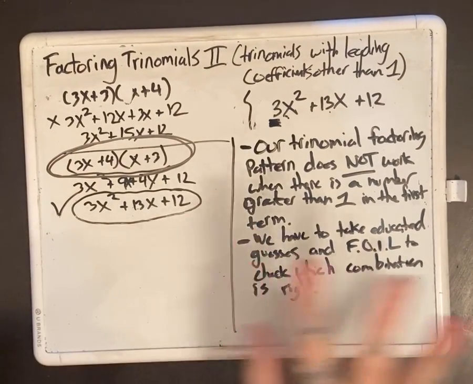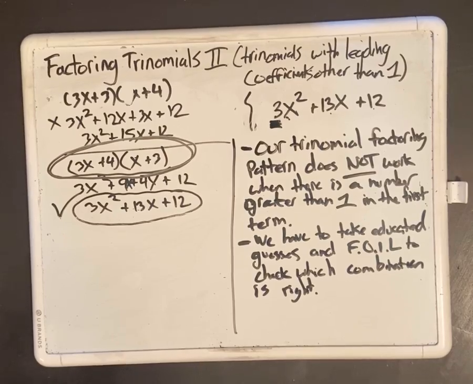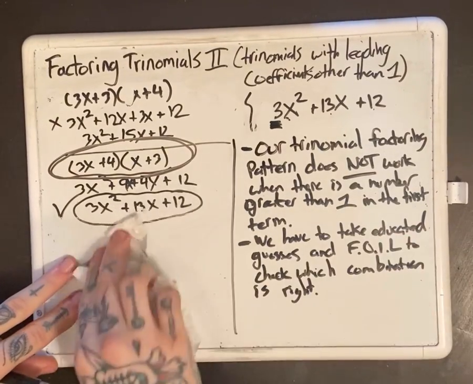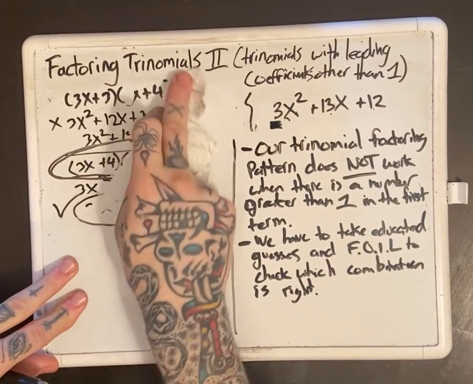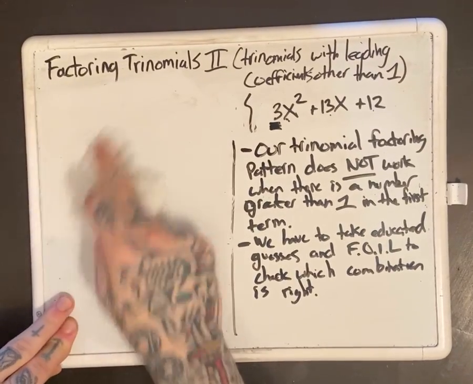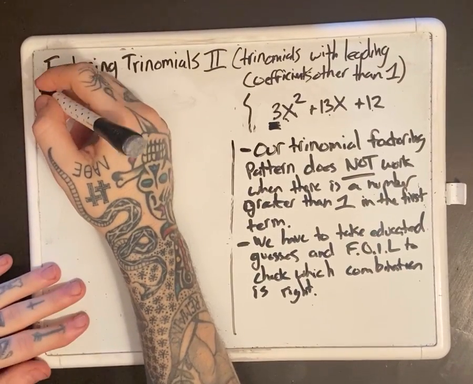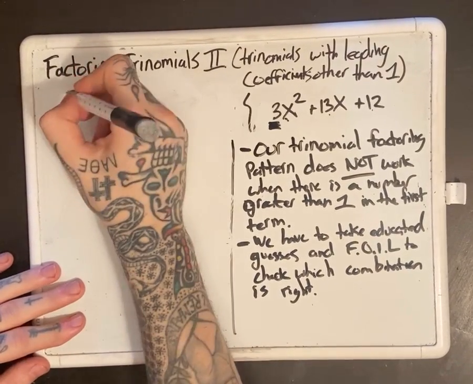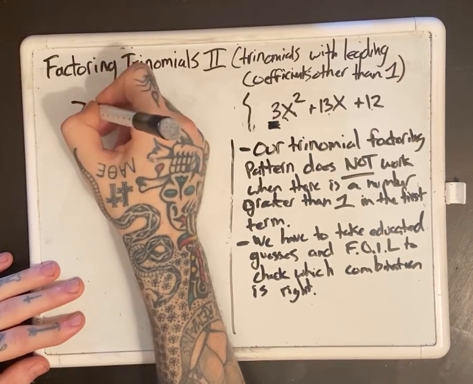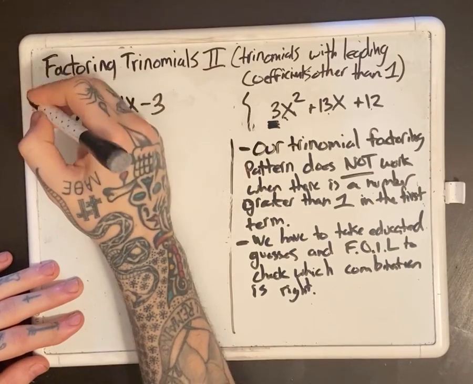Okay, so we're going to do it one more time, and then we're going to actually learn another way to do it that is not in this lesson, but for those of you who want to learn a faster way to do it, please stay on the video. But yeah, we're going to do one more example using the guess and check method. So we're given 7x squared plus 4x minus 3.